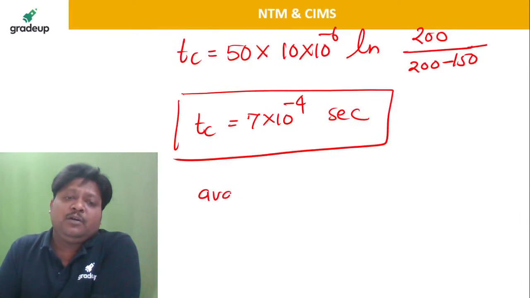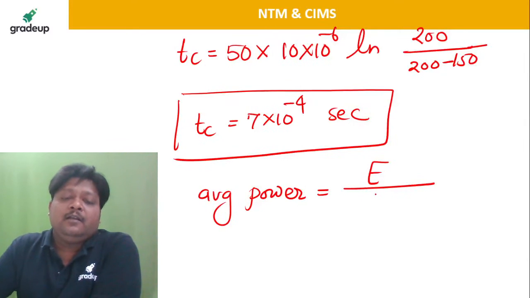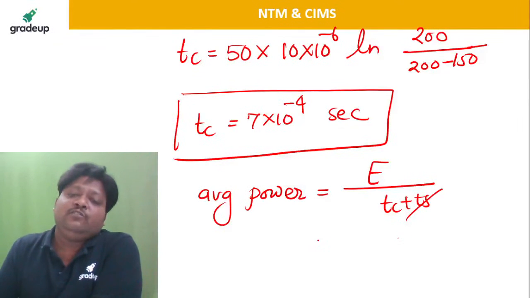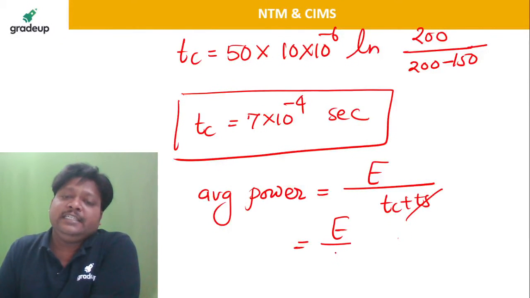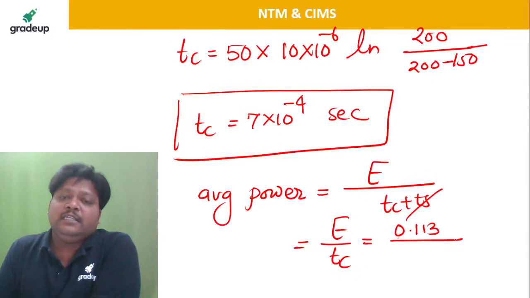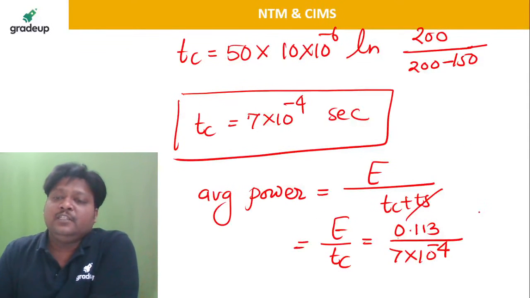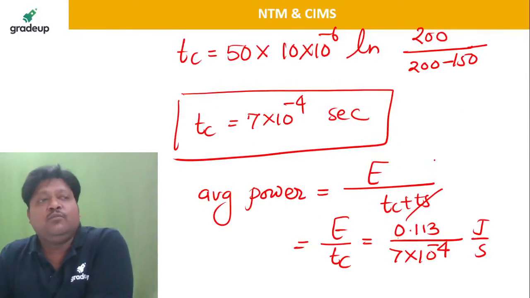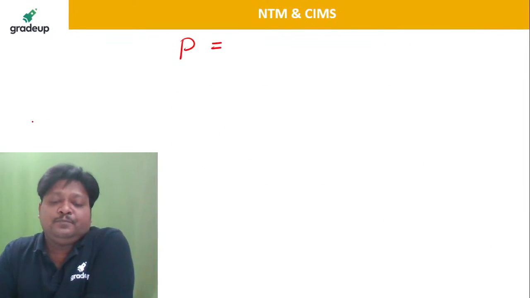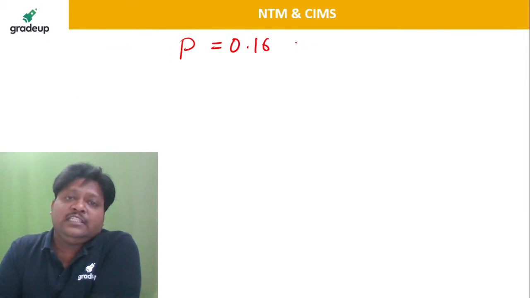Now tell me what is the average power? That is energy released per spark divided by TC plus TS. TS is not given, so just eliminate it. E divided by TC: energy 0.113 divided by charging time 7 into 10 to the power minus 4 second. Joule per second is nothing but watts. So tell me how much average power P you are getting? Are you getting 0.16 kilowatt?